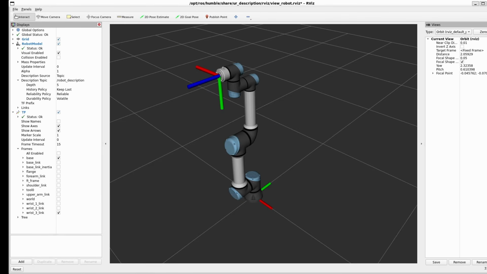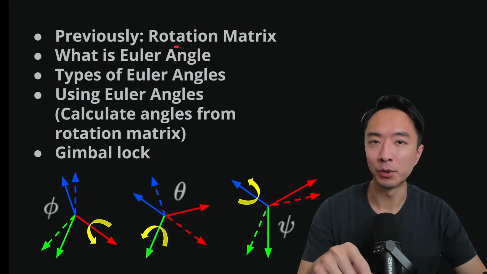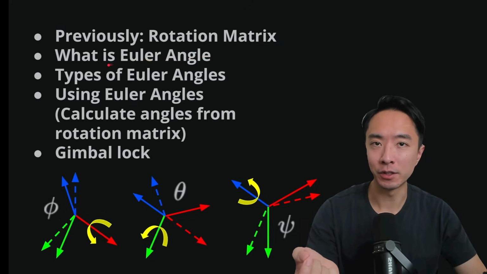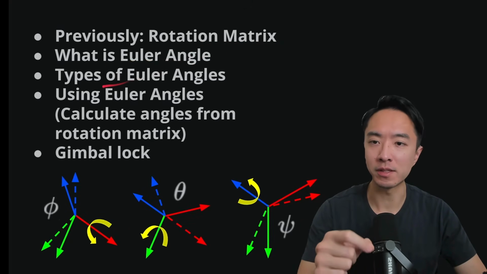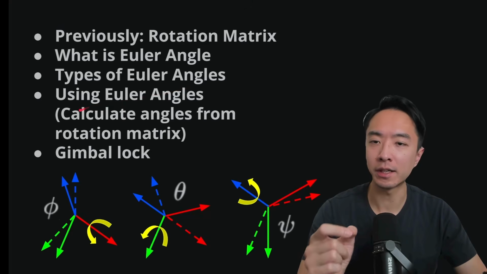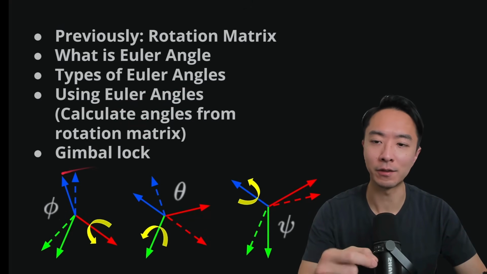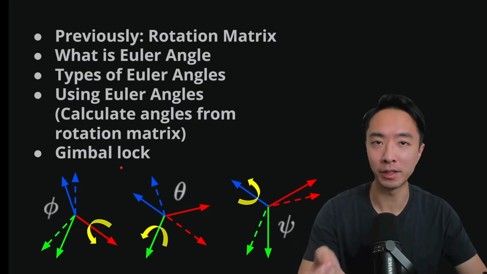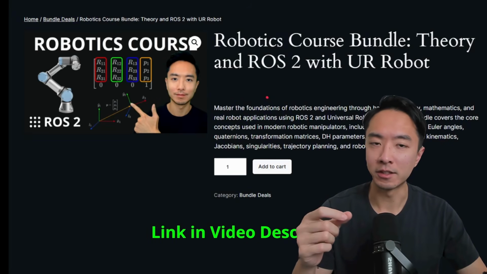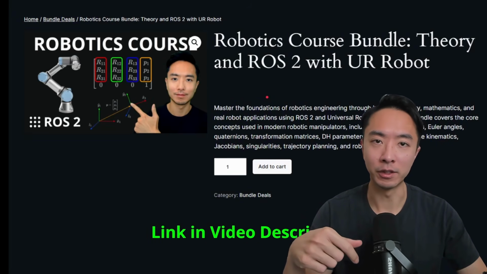So previously we talked about rotation matrices, but in this video we're going to be covering Euler angles, specifically the types of Euler angles, how to use Euler angles to calculate angles from rotation matrices, and finally end it with the problem of gimbal lock. All the code and documentation I'm covering will be in the link in the video description.